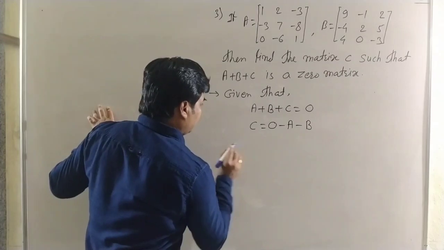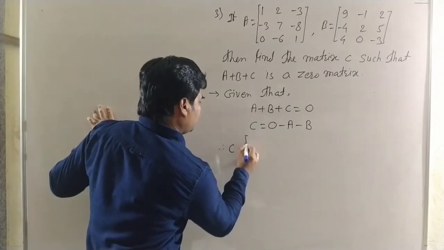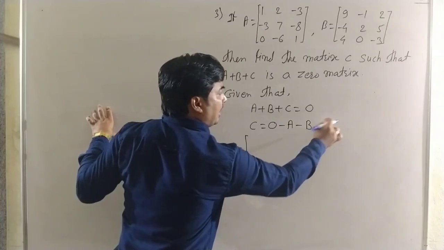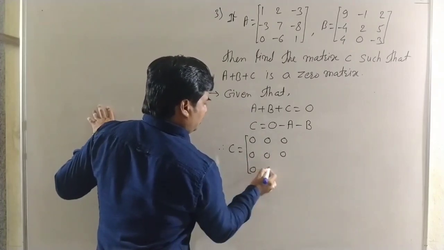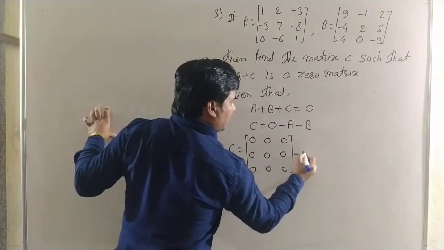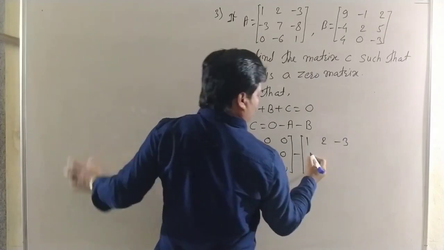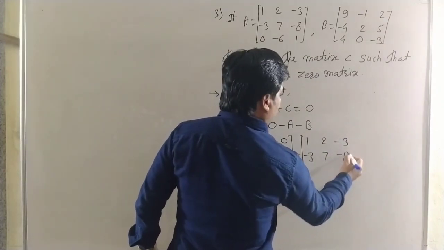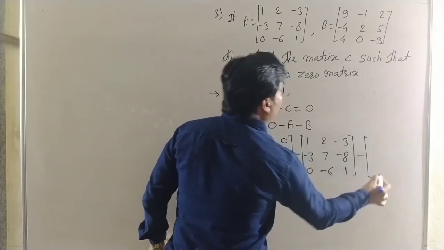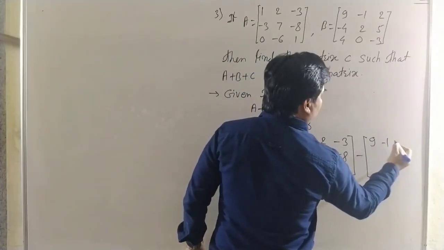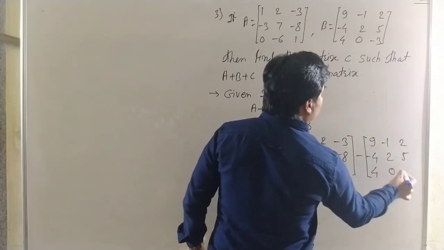Therefore matrix C is equal to the zero matrix, 0 0 0, 0 0 0, 0 0 0, which is the same order as A and B. Then minus A, 1 2 minus 3, minus 3 7 minus 8, 0 minus 6 1, it is the matrix A. Then minus matrix B, 9 minus 1 2, minus 4 2 5, 4 0 minus 3.